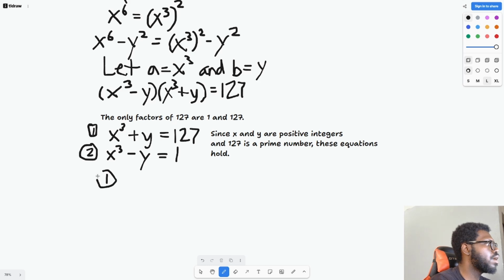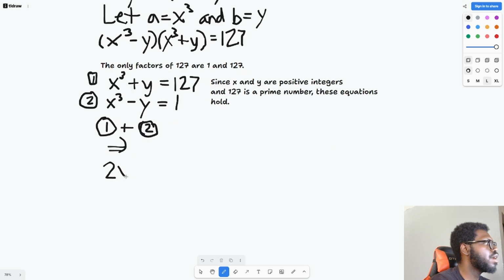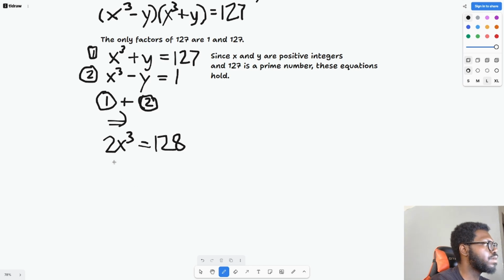I'm going to write here that 1 plus 2 gives us 2x cubed is equal to 128. As we discussed, the y's cancel on the left side. x cubed plus x cubed is 2x cubed. And on the right side, 127 plus 1 is 128. Now from here, we're going to just solve for x. We're going to divide both sides by 2 to get x cubed is equal to 64. And then take the cube root of both sides to get that x is equal to 4.